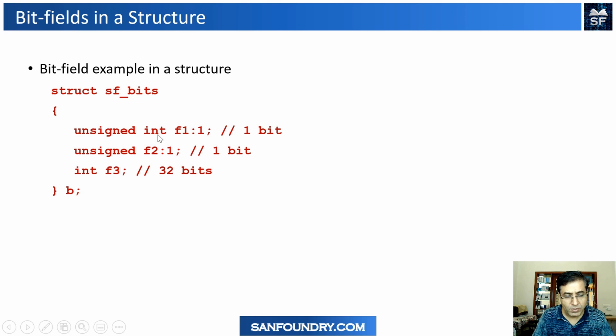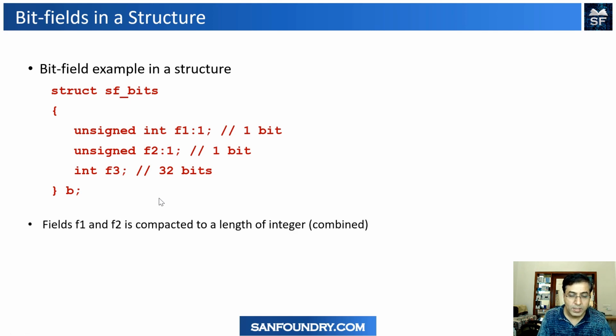Will it be 4 bytes for this, followed by 4 bytes of this, followed by 4 bytes of this, thereby resulting in 12 bytes? The answer is generally no, because with bit fields, wherever possible, the compiler will try to compact the memory requirement by somehow giving the same memory location.